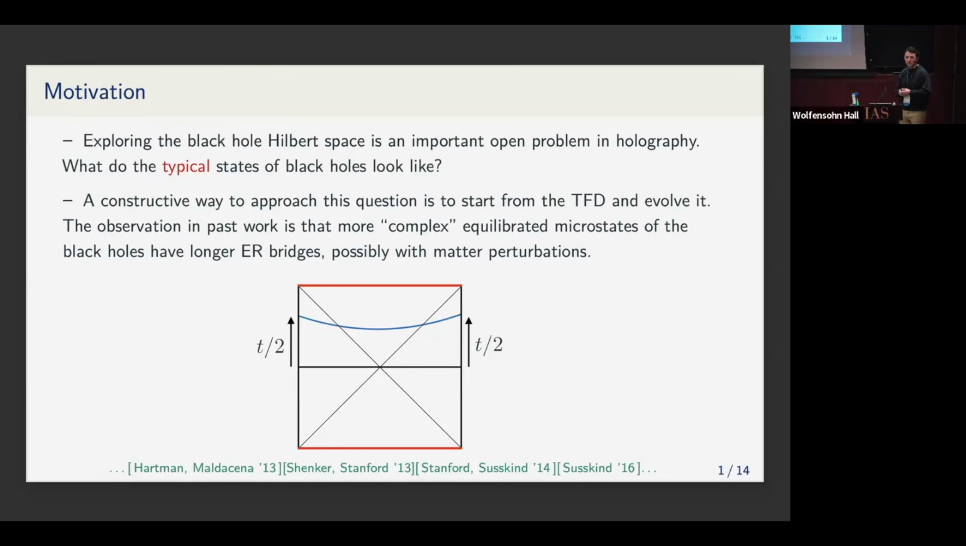The observation over the past decade or so of work is that more complex microstates of the two black holes, which are equilibrated, contain longer Einstein-Rosen bridges in the black hole interior. So this is a particular example of operation, which is the time evolution with the decoupled Hamiltonian. This will generate some time-evolved thermofield double state, which will eventually equilibrate in a system of finite entropy. And what is believed is that the wormhole dual to this state is longer than the wormhole for the thermofield double. Okay?